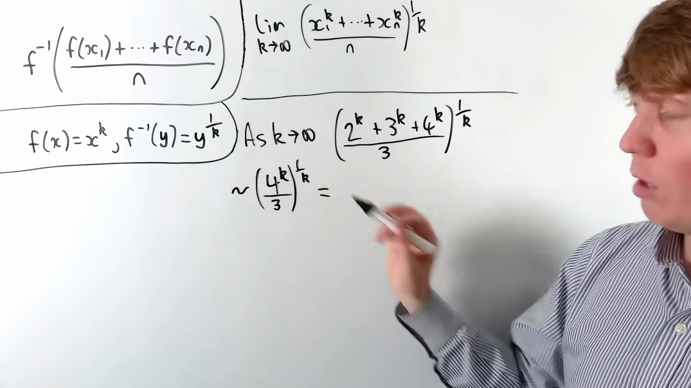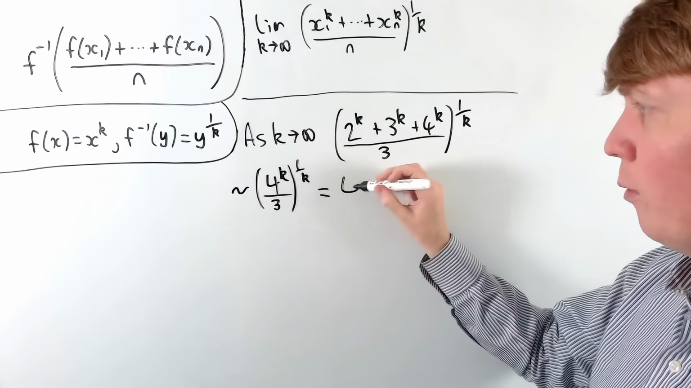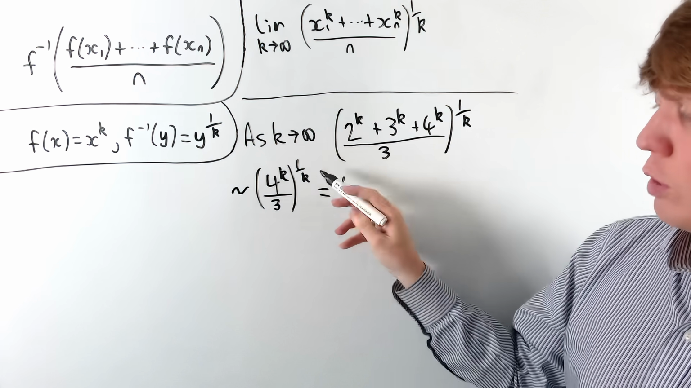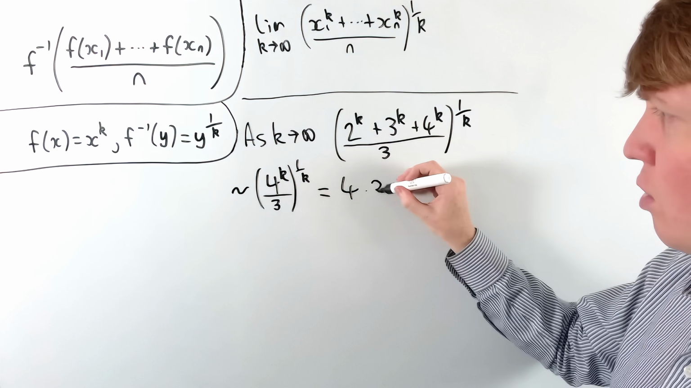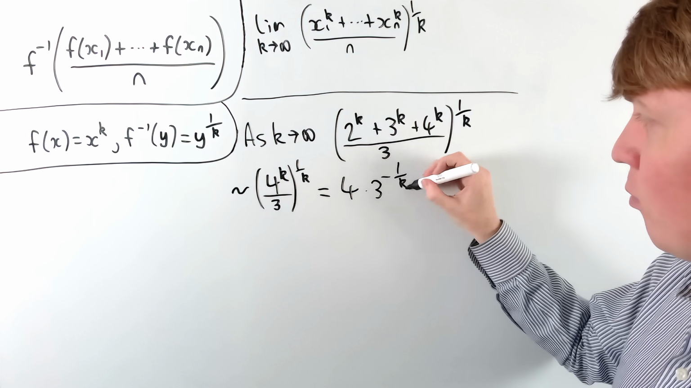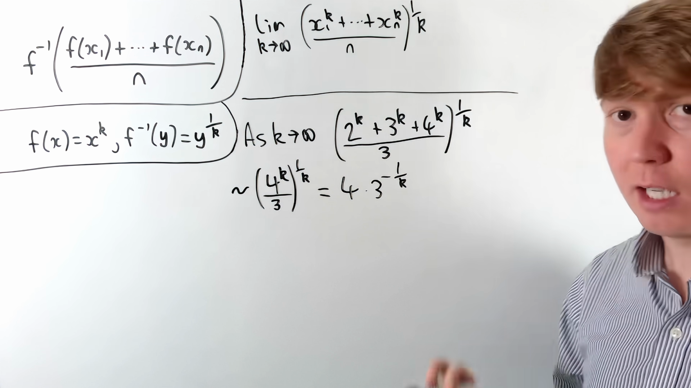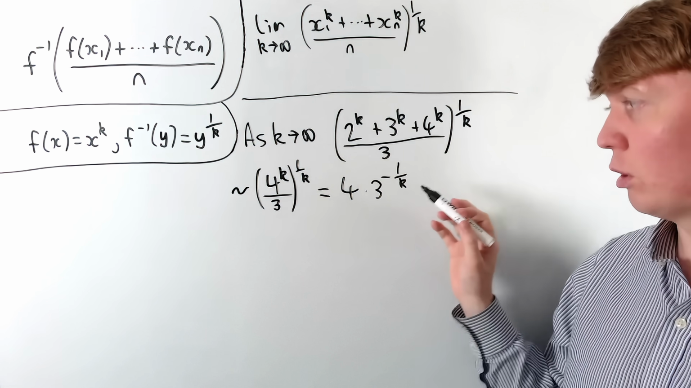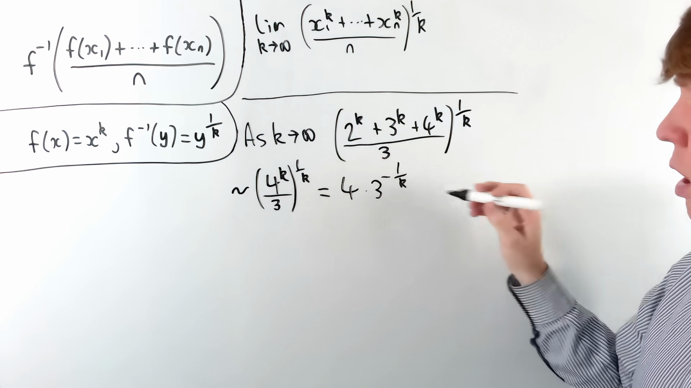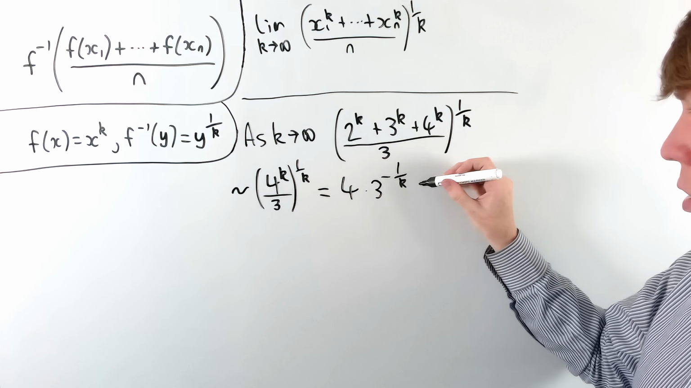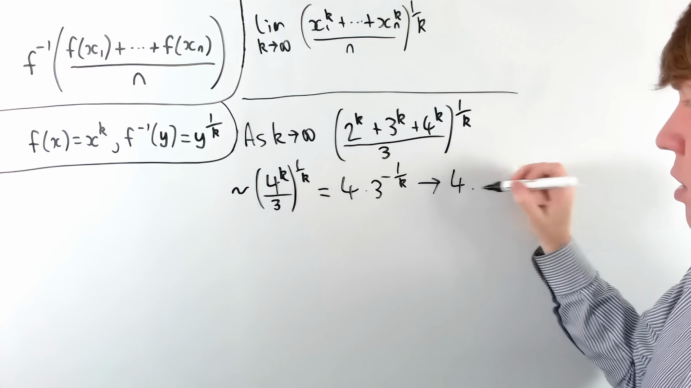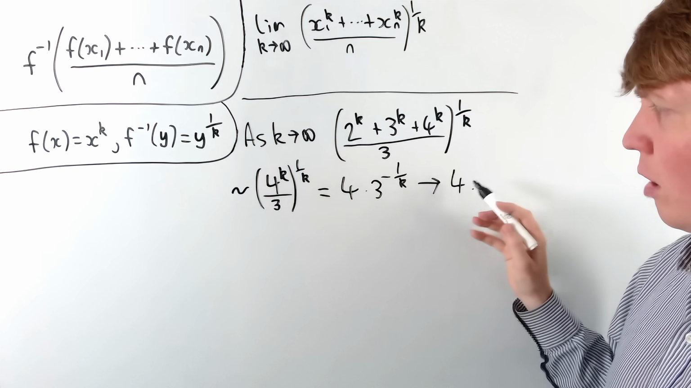And then you can see here the powers of k cancel, so we get 4 times 1 over 3 to the 1 over k, so we'll write this as 3 to the negative 1 over k. So now if we've got 3 to the negative 1 over k, as k gets bigger and bigger, this is going to be getting closer and closer to 3 to the 0. So 3 to the 0 is just 1, so as k goes to infinity, we can say informally that this is going to give us 4.